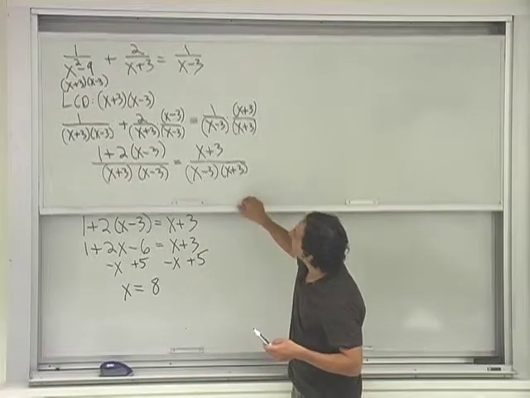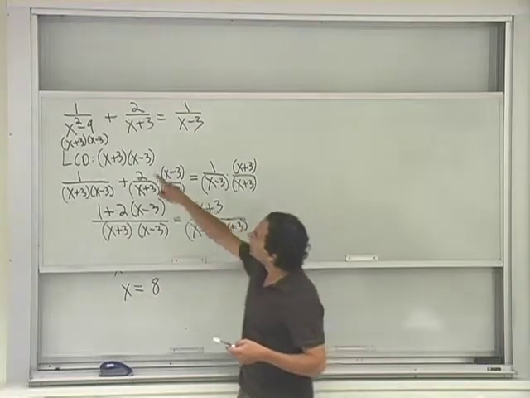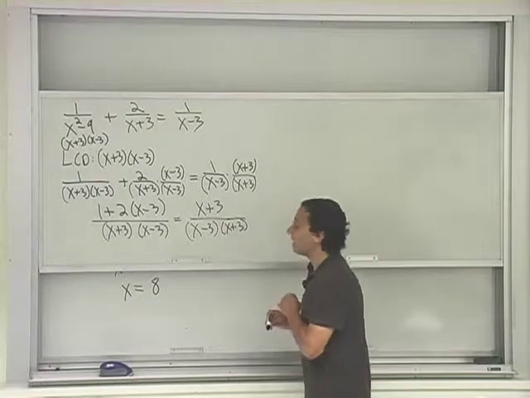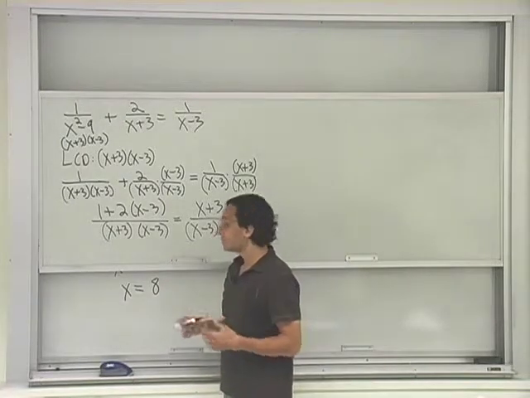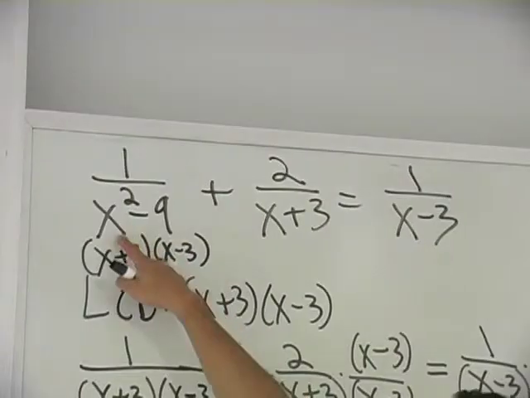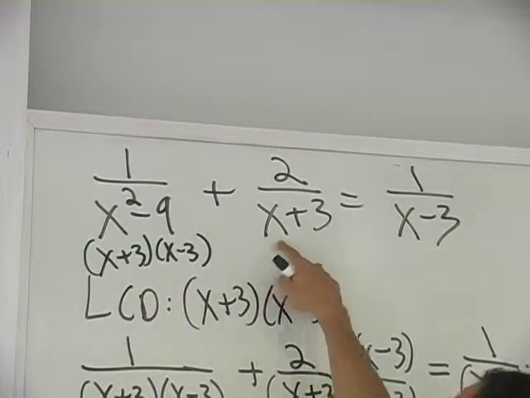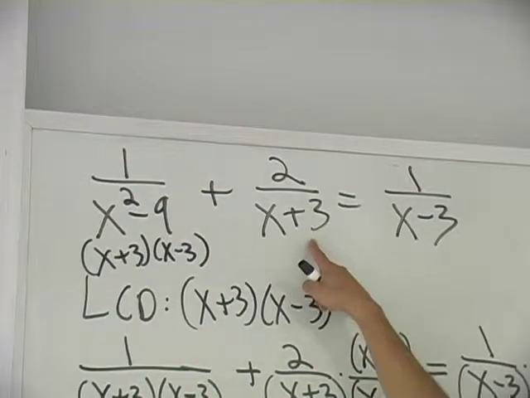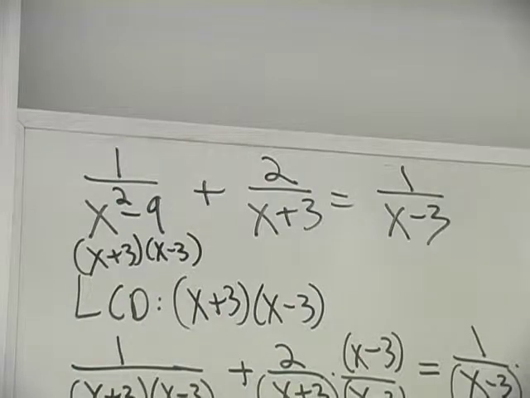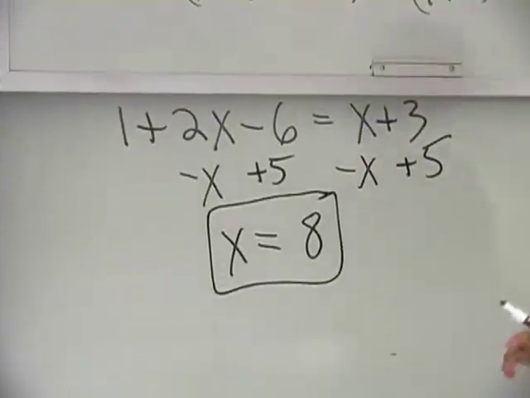But I'm actually interested in solving the original equation. And we have to be very careful with rational equations because you can't divide by 0. So we need to make sure that with this 8, we didn't do that. 8 squared minus 9 isn't 0. Last time I checked, 8 plus 3 isn't 0. Neither is 8 minus 3. So looks like we have our solution of x equals 8.